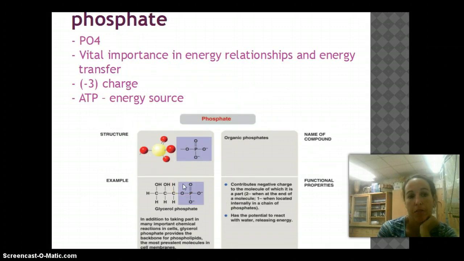Phosphate is PO4, and it is super important in energy. We'll talk about ATP. ATP is adenosine triphosphate, so it has 3 phosphate groups on the end of it, and since it has a -3 charge, you have a lot of energy in between those bonds that are being shared there. So as you break those bonds, you can release a lot of energy. So phosphate is extremely important with energy, and that's mainly because of the -3 charge that's associated with it.